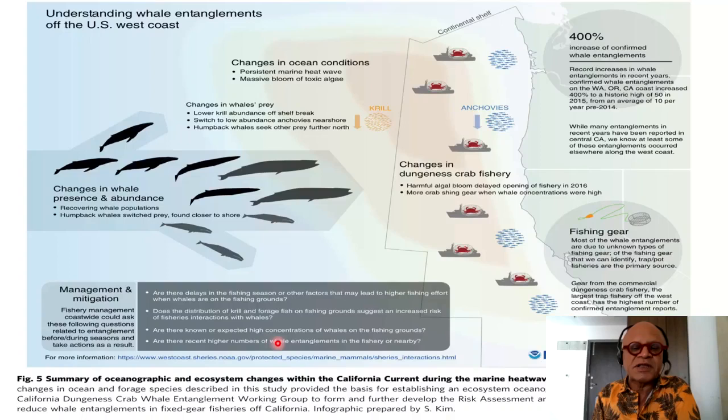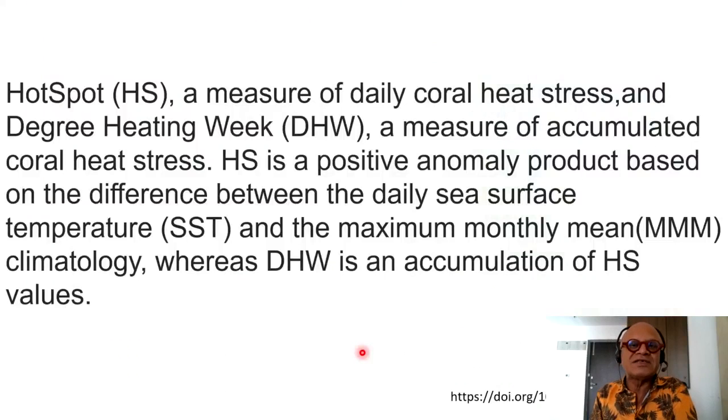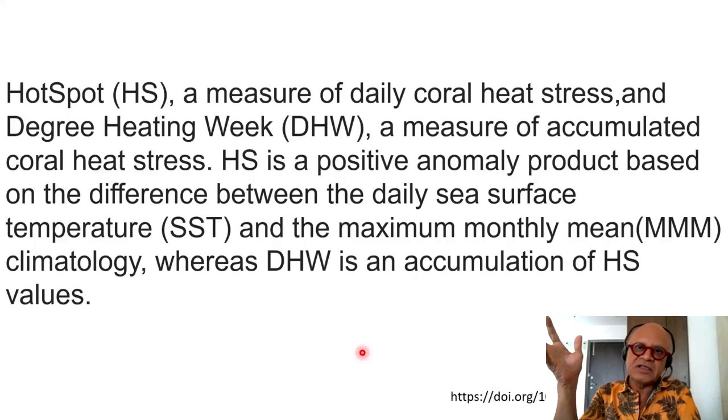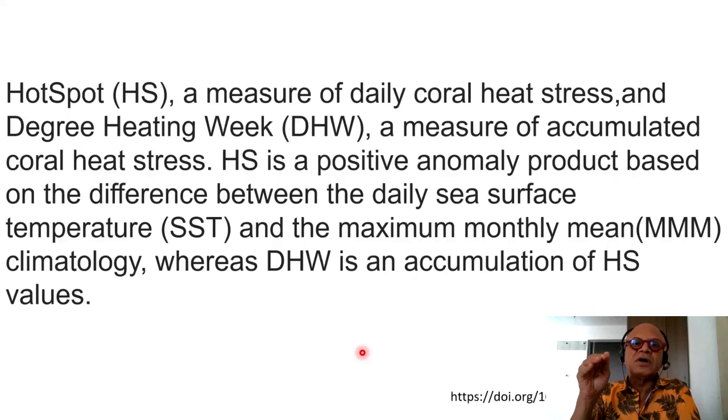Are there known or expected high concentrations of whales on the fishing grounds? Are there recent higher numbers of whale entanglements in the fisheries or nearby? So you can see how complex it gets. So heat waves can be defined based on such ecological impacts, or they can be based on thresholds within the temperatures themselves, whether it could be the 90th percentile exceedance, or something like the monthly mean, the maximum monthly mean temperature and temperatures above that, and so on and so forth.